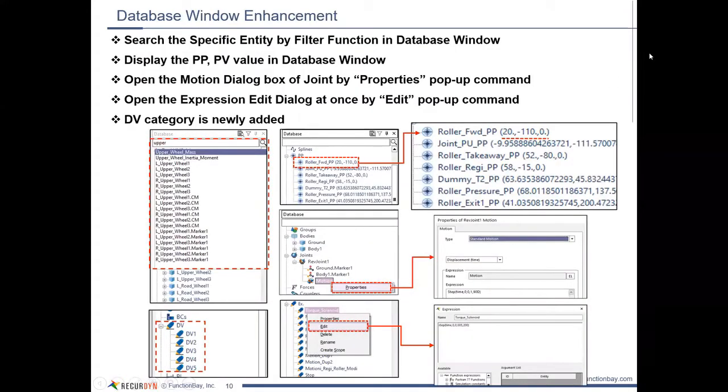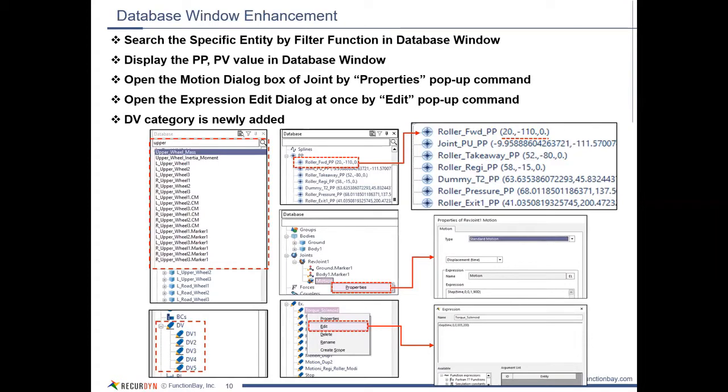So there's been a lot of enhancements to the database window. And the first one is you actually now have a search capability. As you can see in the upper right corner of the database window, there's now a little search icon. And then you can type in the name of the entity that you're looking for.